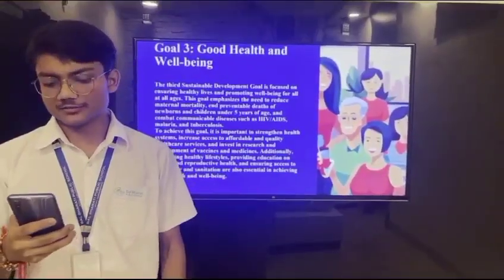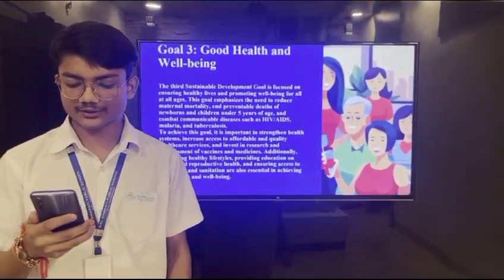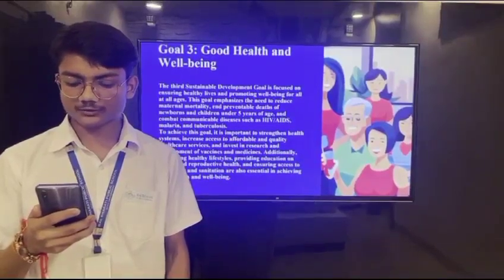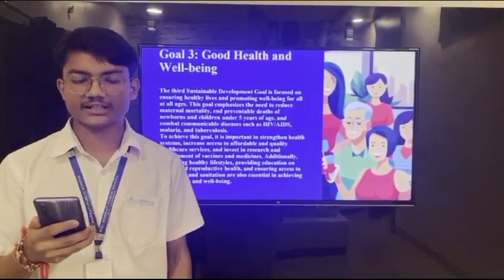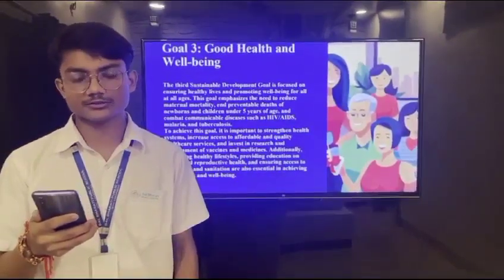Initiatives like food banks, community gardens, and educational programs on healthy eating can help with this. Now, goal 3, which is the third Sustainable Development Goal, is concerned with promoting and ensuring healthy living of people of all ages. This objective places a focus on the necessity of lowering maternal mortality, eliminating preventable infant and child deaths, and battling communicable diseases like HIV, AIDS, and tuberculosis.